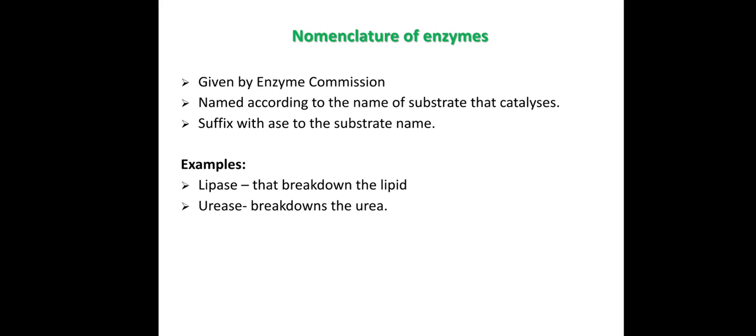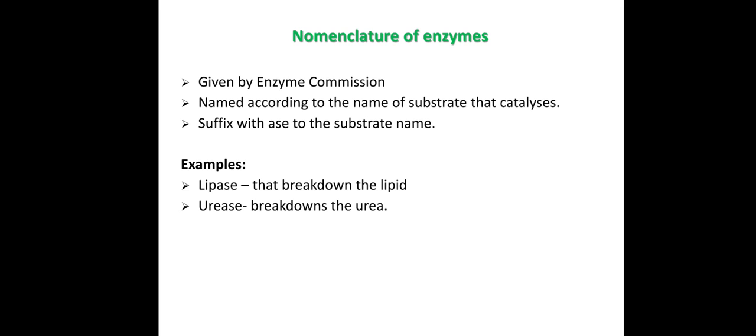Okay. Now moving on to the nomenclature and classification of enzymes. Nomenclature means naming, you know. So enzymes are named. In olden days they were given different names by their discoverers, and they were arbitrary in nature. For example, pepsin, trypsin, chymotrypsin and all. Just by saying the names, you cannot identify their function.